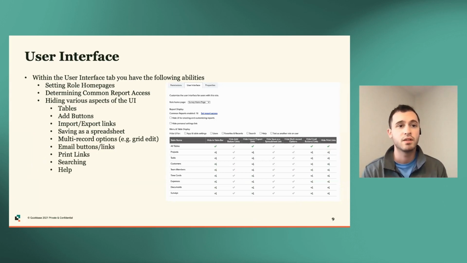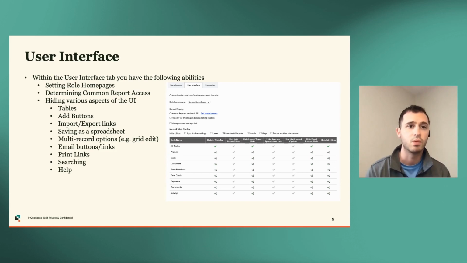Moving on to user interface. So within the user interface tab, you have the following abilities. So you can set role home pages. So when someone accesses your application, what they see first. That's really important because what I would see as maybe a manager would be much different than a team member in that role. So you want to make sure it's focused for their day-to-day work.